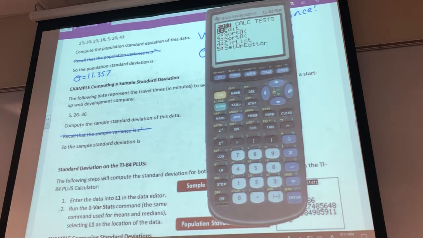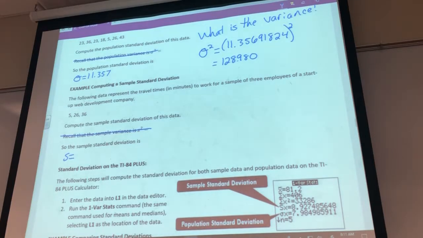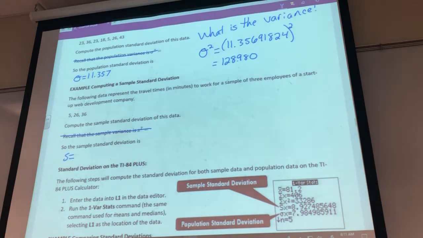And then once I've done that, I can go to Stat, Calc, 1-bar stats. And I've got my 2 options, my S and my sigma, so which one would I use for this one? Right, it's a sample, so I'm going to have S equals 15.822. And again, with this one, if they ask what is the variance, you're just going to take your answer that you got for the standard deviation, and you're going to square it. So in this case, it'll be S squared, 15.8.